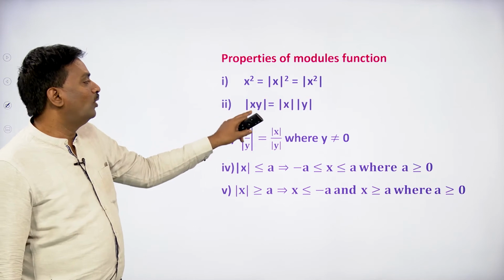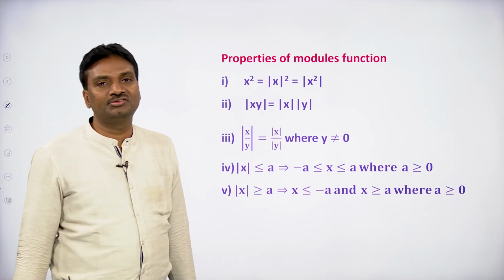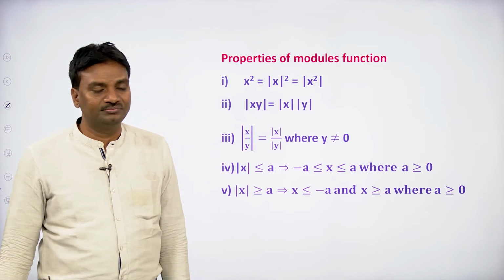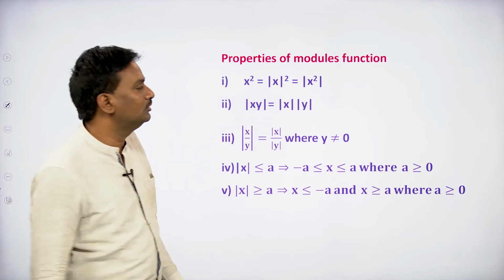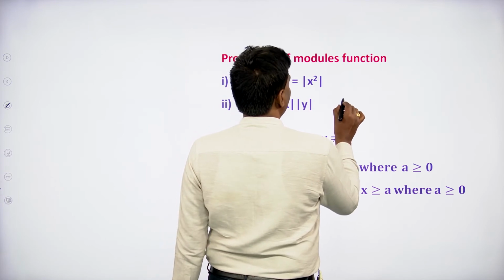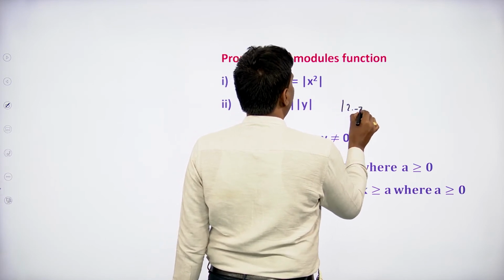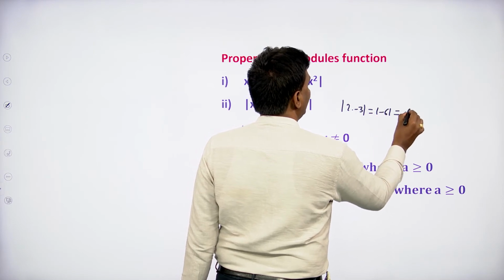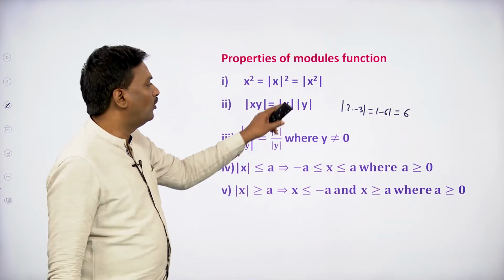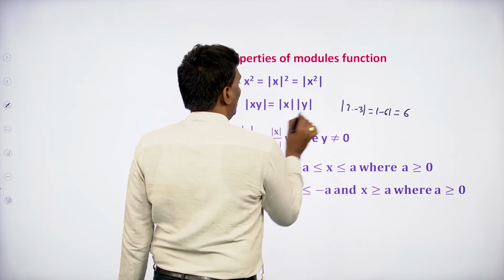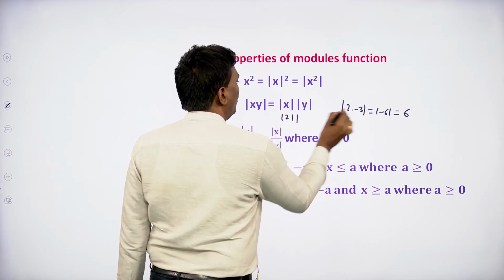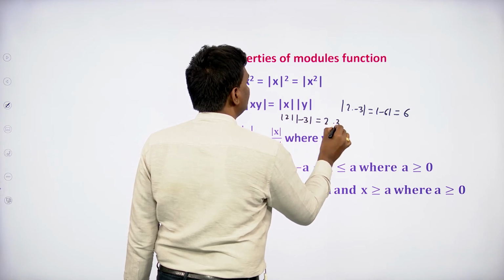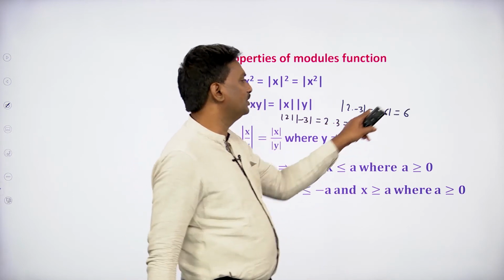Second property, mod xy equal to modulus of x into modulus of y. If you take x equal to 2, y equal to minus 3, so we can take 2 into minus 3. So 2 into minus 3 is modulus of minus 6. We can take that as positive only, 6. Here modulus x into modulus y: mod x means modulus of 2, into modulus of y means modulus of minus 3. Mod 2 into modulus of minus 3, 2 into 3 is 6, both are the same.